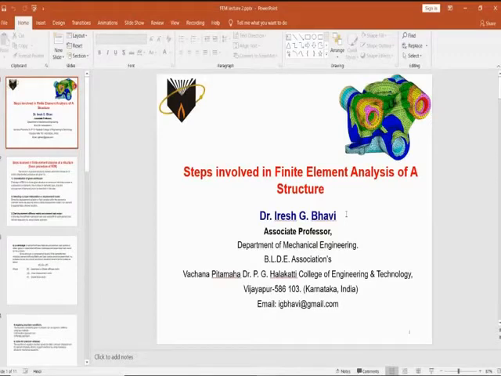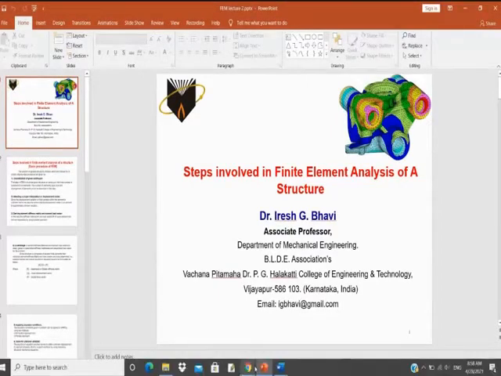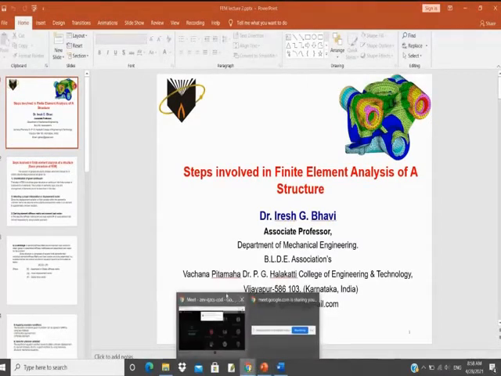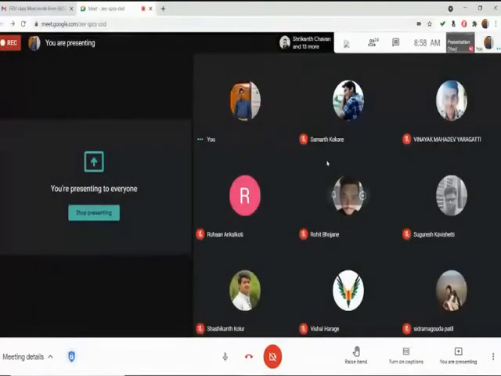It may be any industry. It may be the automotive industry, the boiler manufacturing industry, or industries manufacturing heat exchangers, or in wind turbines, or in composite material analysis, or even for machine tools, this finite element analysis is used. So today in this class we'll be dealing with the steps involved in finite element analysis.